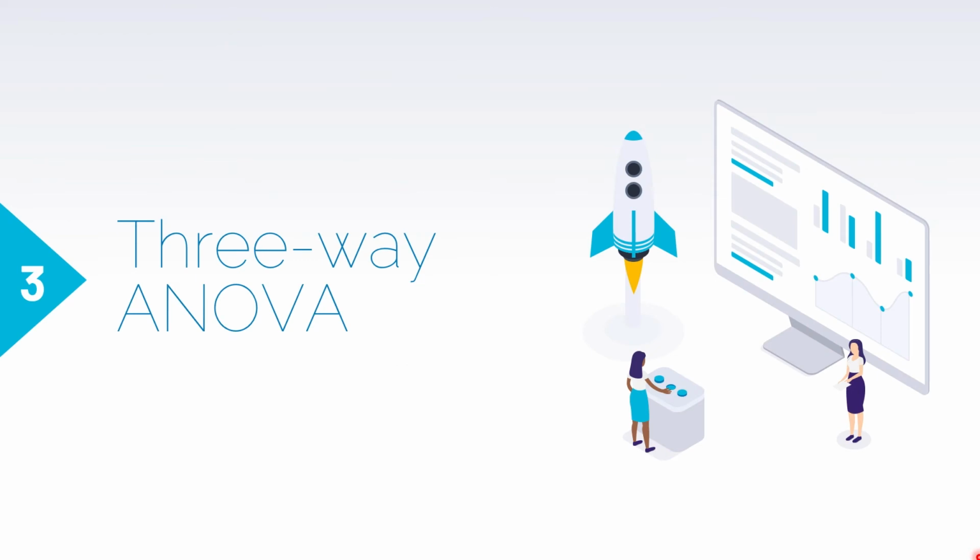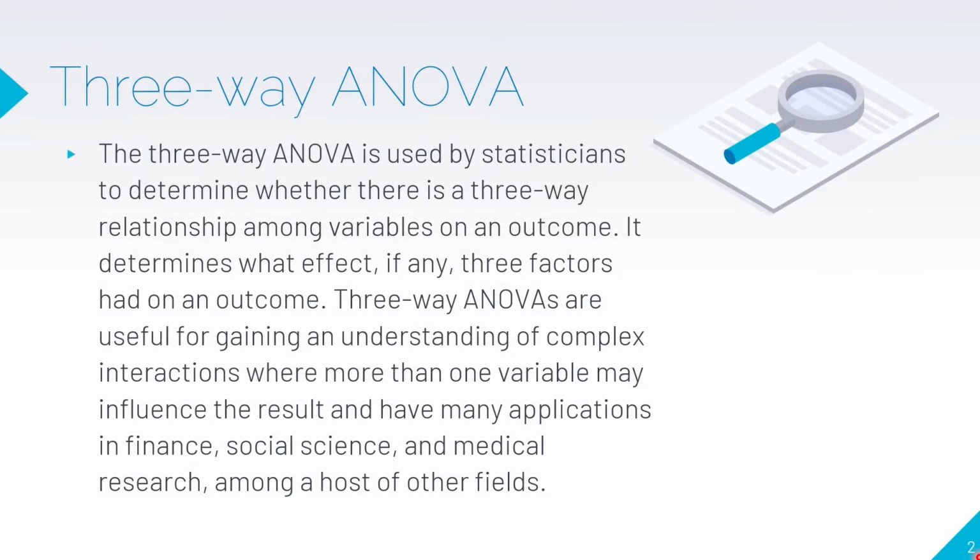Lastly, we have our three-way ANOVA. The three-way ANOVA is used by statisticians to determine whether there is a three-way relationship among variables on an outcome. It determines what effect, if any, three factors have had on an outcome. Three-way ANOVAs are useful for gaining an understanding of complex interactions where more than one variable may influence the result, and have many applications in finance, social science, and medical research, among a host of other fields.